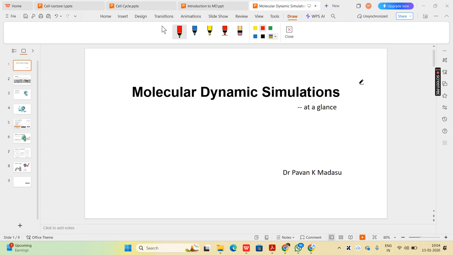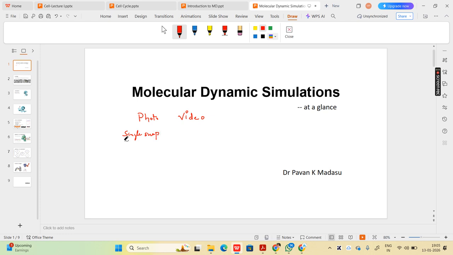I hope you all know the difference between a photo and a video, right? So what is the difference between a photo and video? We are getting only a single snap here. Based on this single snap, we construct the memories, or here in the case of docking, we analyze the interactions and look into how things are happening between the ligand and the protein, or protein and the peptide, or one protein and another protein.